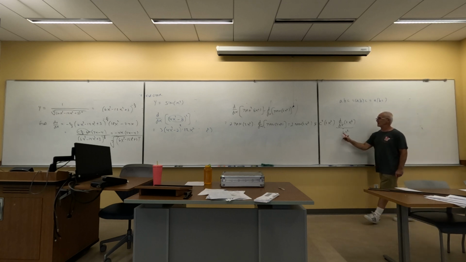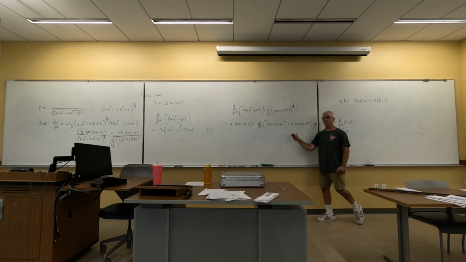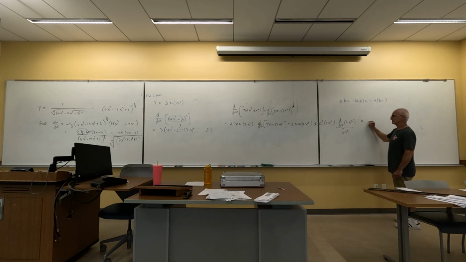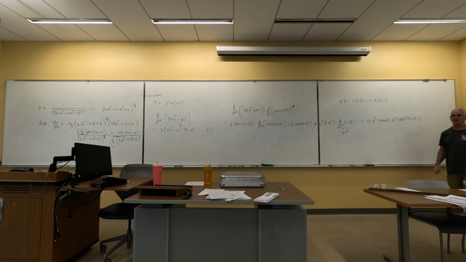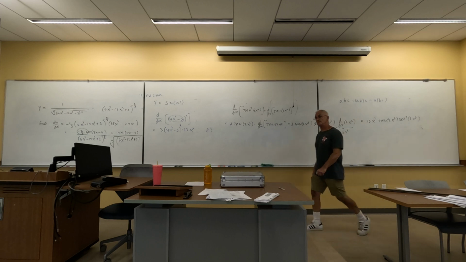I have a 6x squared, I have a 2. Well, 12x squared times tan 2x cubed and secant squared of 2x cubed. Are we good? Or is there anything else to do? We're good. Did I use product rule?